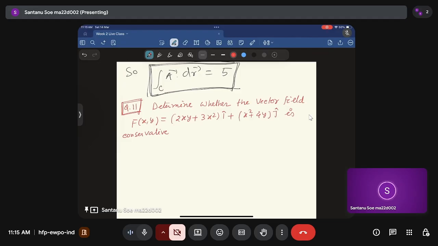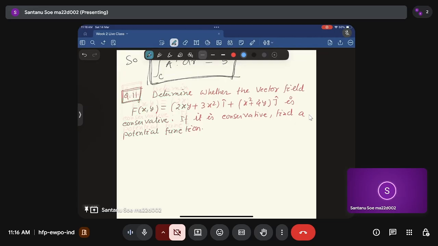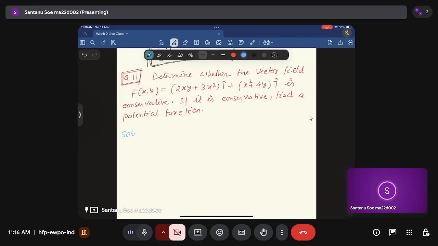Conservative, and if it is conservative, find a potential function. Okay, so now we're gonna do the solution of this question.